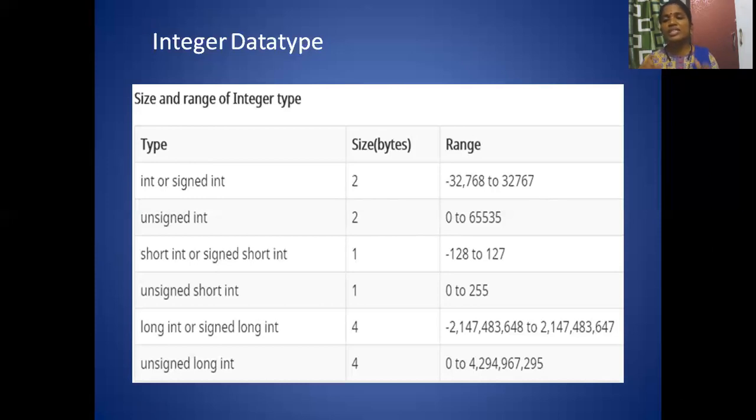So the difference is, size is the memory where you allocate your data into the memory location, whereas the range is the number of things you can store. Suppose your salary is 75,000, you cannot use this integer, because the range of this value is allowed only up to 65,535.